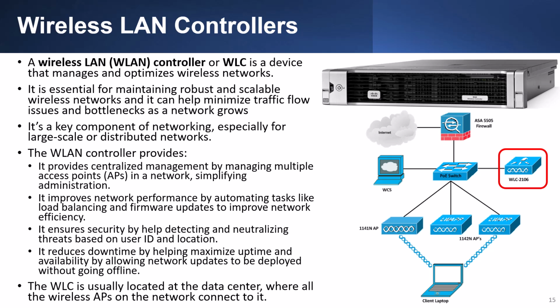The wireless LAN controller provides centralized management by managing multiple access points in a network, simplifying administration. It improves network performance by automating tasks like load balancing and firmware updates to improve network efficiency. It ensures security by helping detect and neutralize threats based on user ID and location. It reduces downtime by helping maximize uptime and availability, allowing network updates to be deployed without going offline. The WLC is usually located at the data center, where all the wireless APs on the network connect to it.